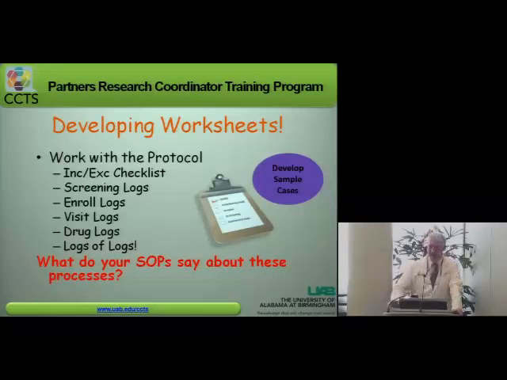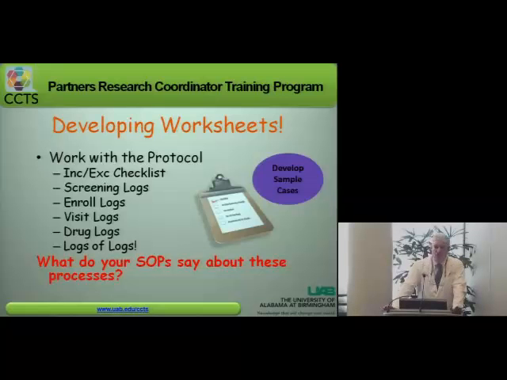Worksheets, everybody has worksheets. These are just a part of what you will see, especially if you do industry sponsored. They will have all these for you. They will have your inclusion, exclusion, screening logs. They'll have patient logs. They'll have visit logs, drug logs. They'll have logs for your logs. So it's a little bit of everything.